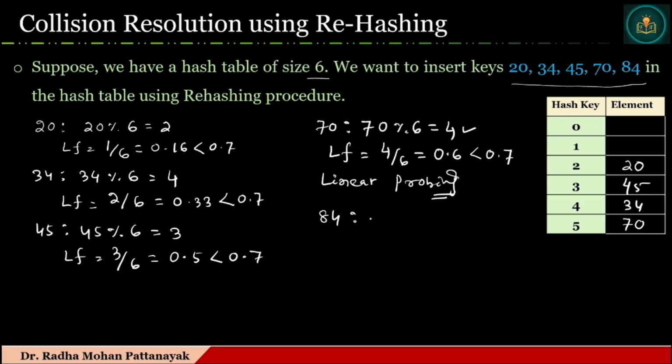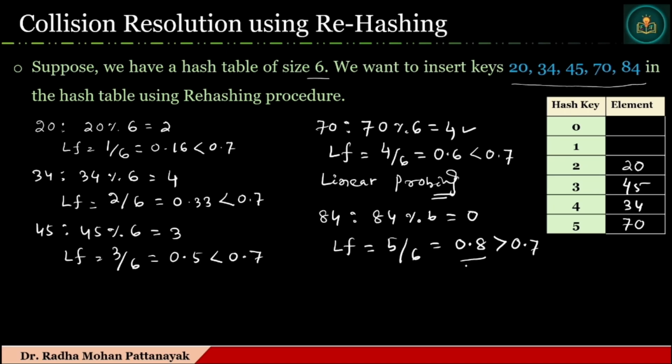So for 84, 84 modulus 6 equals 0. So check here, at 0, is there any element present? No element present. Then find the load factor. Load factor equals 5 divided by 6. 5 divided by 6, how much? 0.8. But 0.8 is greater than 0.7, right?